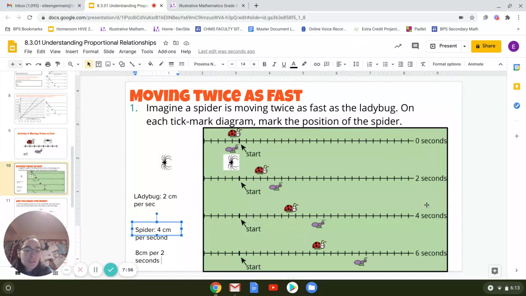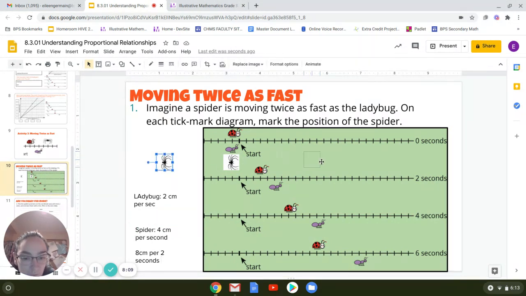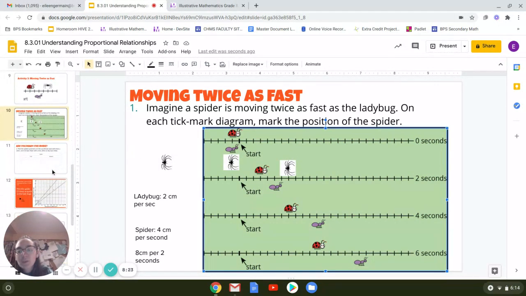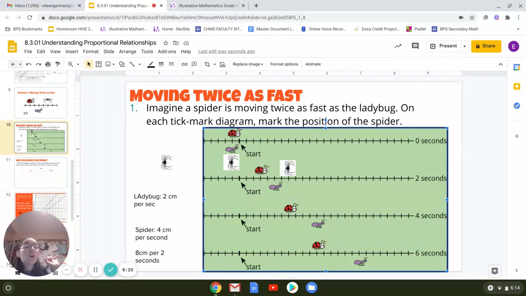So now on this 2 second line, we're going to have to go 8 centimeters out from the start. That's 8 little tick marks. 1, 2, 3, 4, 5, 6, 7, 8. So he's right here. I'm going to grab my spider. Oh, Mr. Main, you definitely should have marked that a little bit better. 4, 5, 6, 7, 8. Very good. So at 2 seconds, he's going to have gone 8 centimeters.